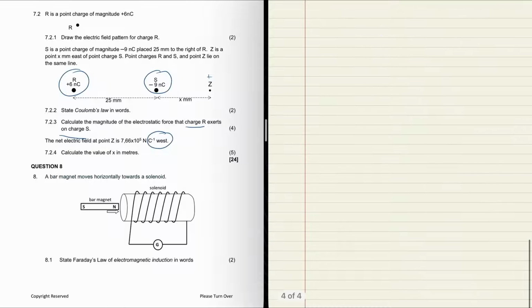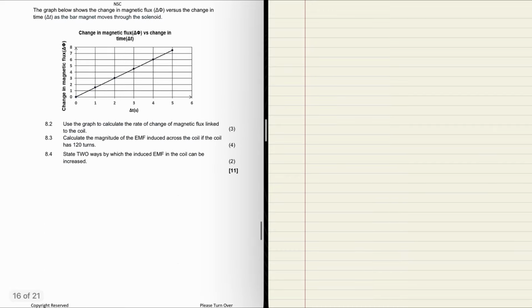Let's move on now to question number 8. A bar magnet moves horizontally toward a solenoid. So we've got that, we've got a solenoid, and they ask us, question 8.1, state Faraday's law of electromagnetic induction. We leave that out, but the basic idea is the magnitude of the EMF across the ends of a conductor is proportional. So you have access to it, so just please go through it. The graph below shows the change in magnetic flux versus the change in time as the bar magnet moves through the solenoid. Question 8.2, use the graph to calculate the rate of change of magnetic flux linked to the coil.